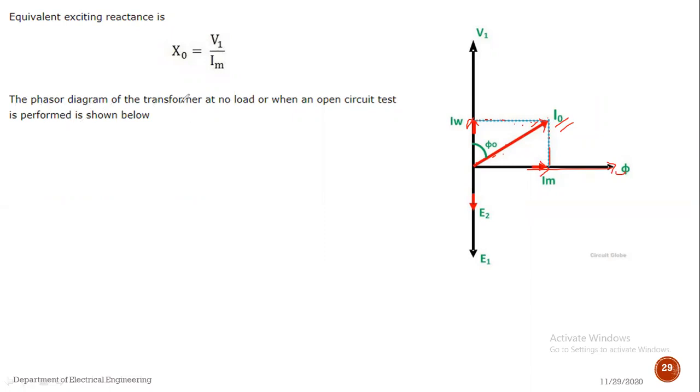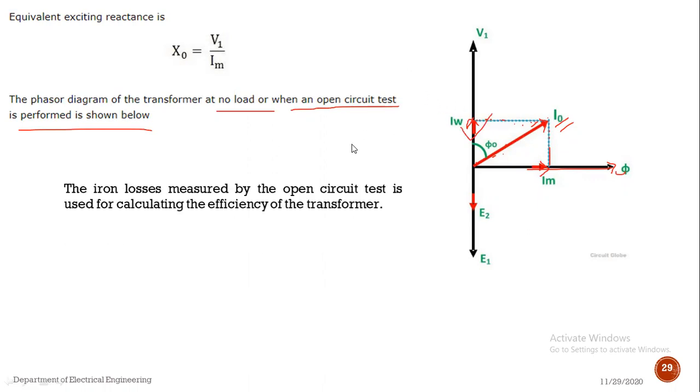So the phasor diagram of the transformer at no load, or when an open circuit test is performed, is shown in this figure. This is the no load phasor diagram, and the iron losses measured by the open circuit test are used for calculating the efficiency of the transformer.